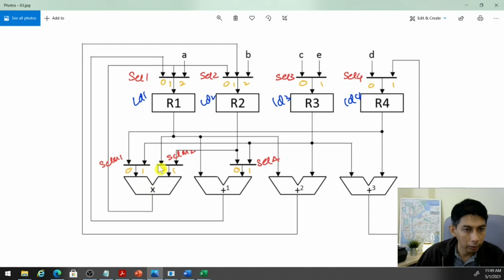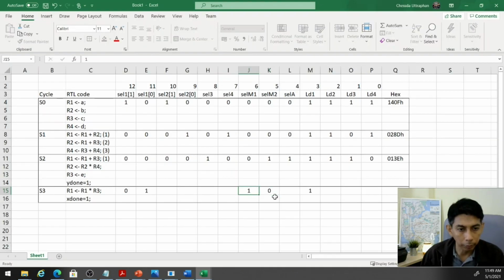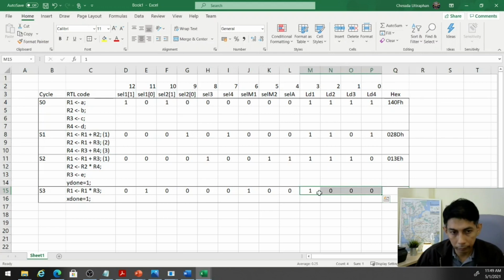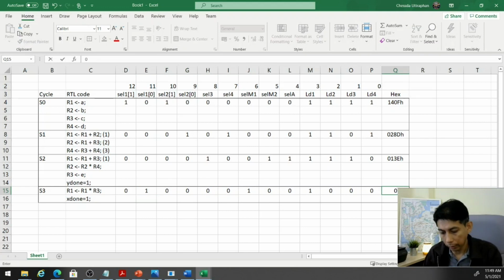And multiply by R3. So 1 is from R3. So SELM1 must be 1. And that's it. There are no other operations. So let's make it 0, 0, 0, 0, 0. So here we have number 8, number 4, number 8, number 0. So in hexadecimal it is 0, 8, 4, 8, H.